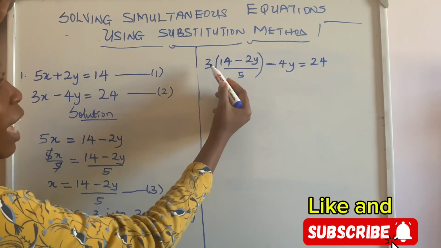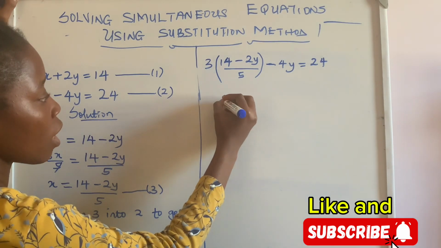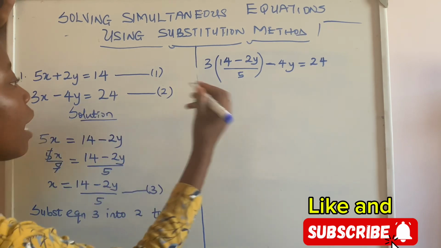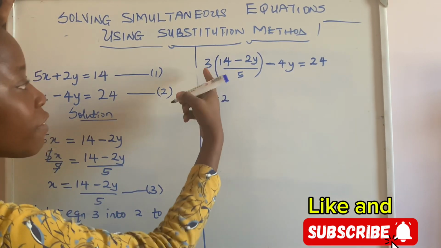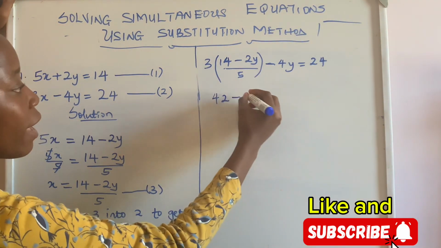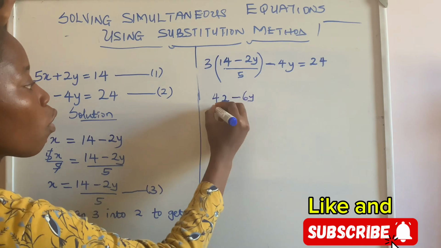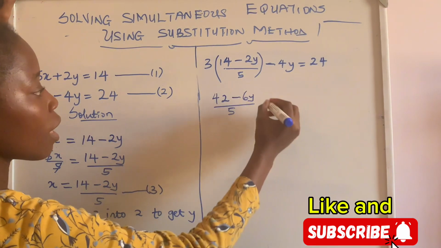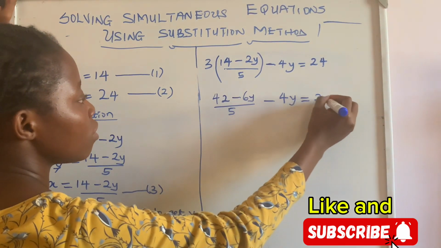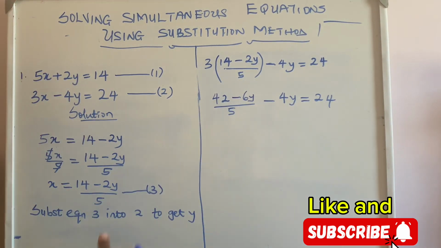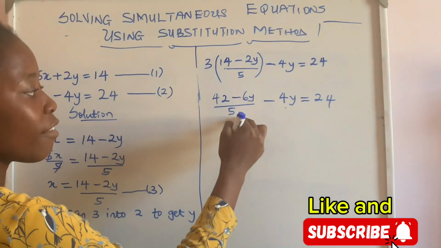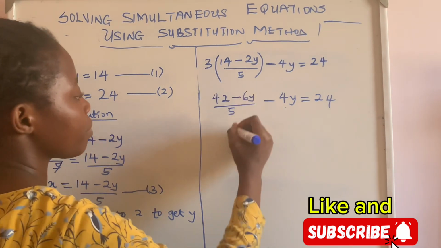So 3 times 14: 3 times 4 is 12, and you have a remainder 1. 3 times 1 is 3, plus your 1 remainder is 4. So you have 3 times 14 to be 42. Minus 3 times 2y is 6y over 5, minus 4y is equal to 24. Now that we have this, we already know that this is like saying over 1. So the LCM of 5 and 1 is 5.